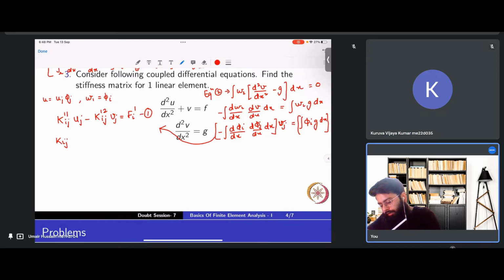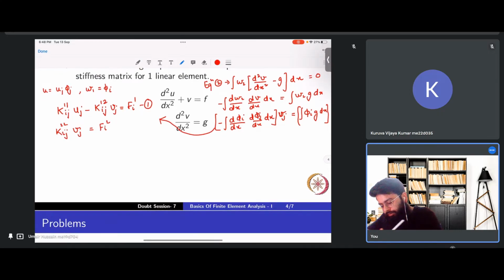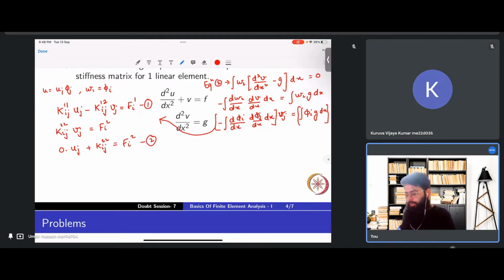So we don't have any coefficient for the uj variable here, right? So I'll just write it as kij 22 vj equals f by 2, or to make a parallel with the first equation, we can consider 0 times uj plus kij 22 times vj equals fi2. This is our second equation.